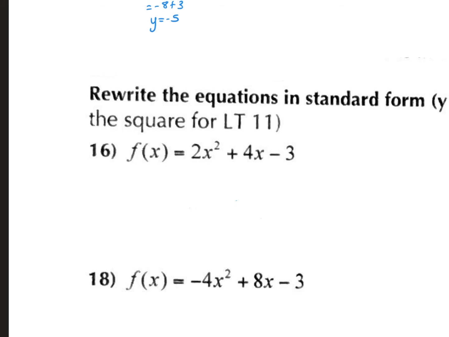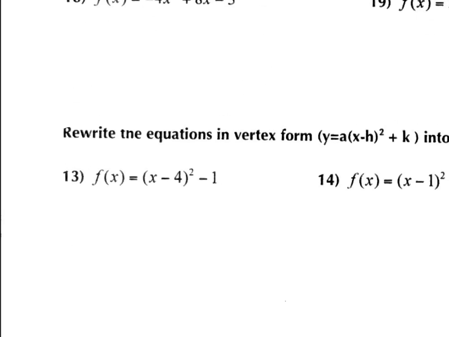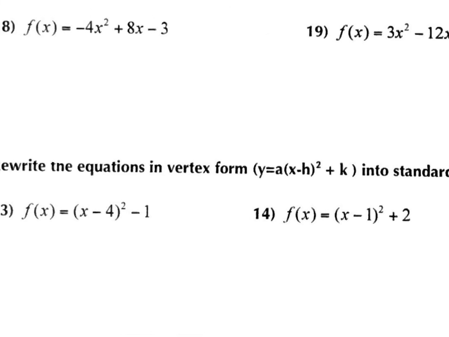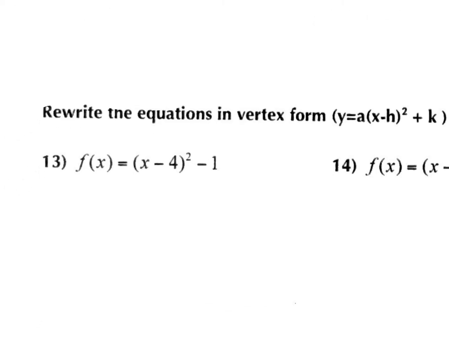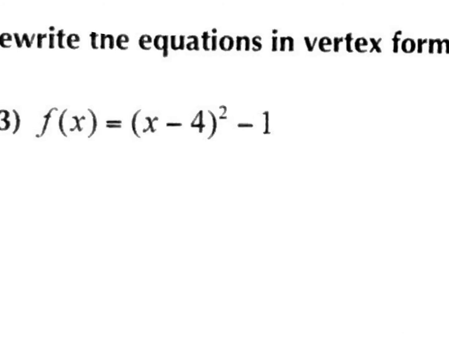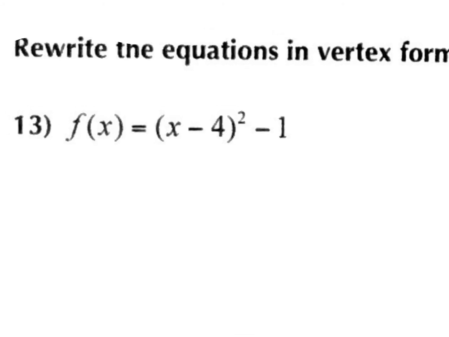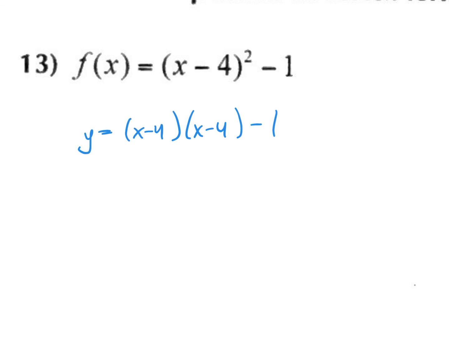All right, and then the last one says rewrite the equation in vertex form into standard form. I'm not asking you guys to do this on your test because I know everybody in here can multiply. This is in vertex form. If I was going to go to standard form, so it's x squared, then x, then the constant, all you're doing is just multiplying. So I have y equals x minus 4 times x minus 4, right? Is that what that means, quantity squared? So then you just FOIL.